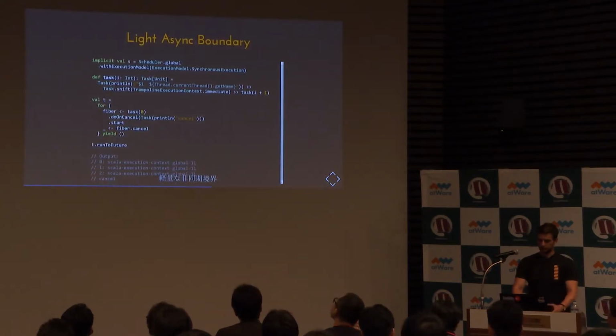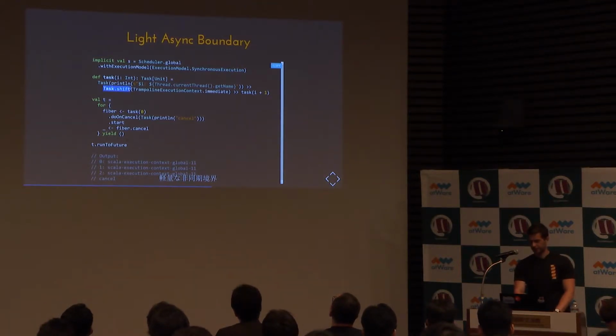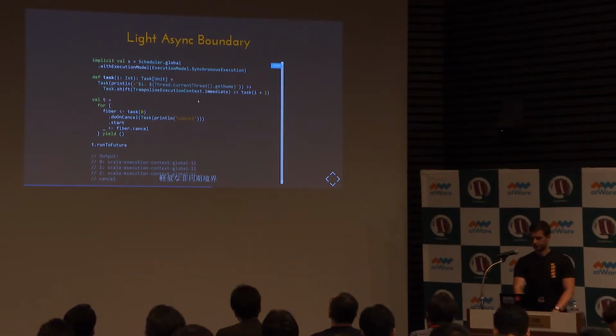And I can illustrate it in an example. So we can force this light asynchronous boundary like this, just using a special execution context called, in this case, immediate. And our task is also infinite. It just prints the iteration and the thread it is currently on, and then keeps going.